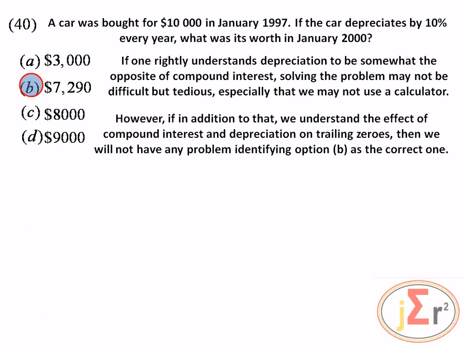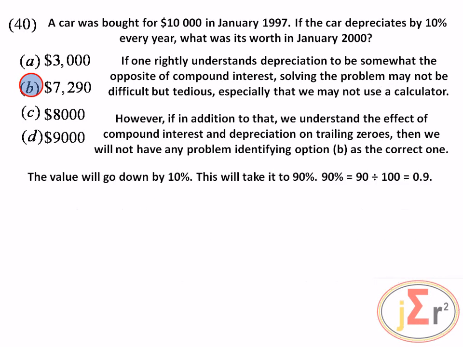So option B is correct, and we just identify that in a matter of seconds, because we understand the effect of compound interest and depreciation on trailing zeros. The value will go down by 10%. This will take it to 90%. 90% is equal to 90 divided by 100, which is equal to 0.9.